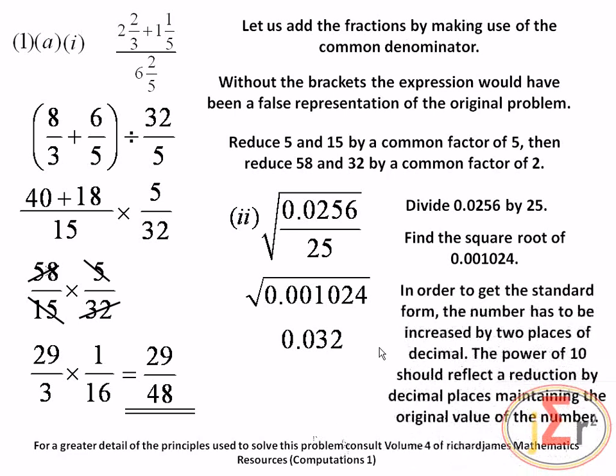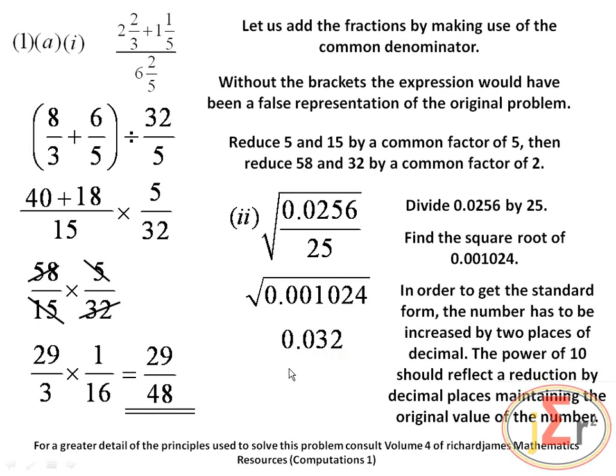Remember that standard form requires that we have a single non-zero digit preceding the decimal point. By so doing, we would have been multiplying this expression by 10 to the power of 2, or by 100. So the result that we are going to write down must reflect an adjustment by.